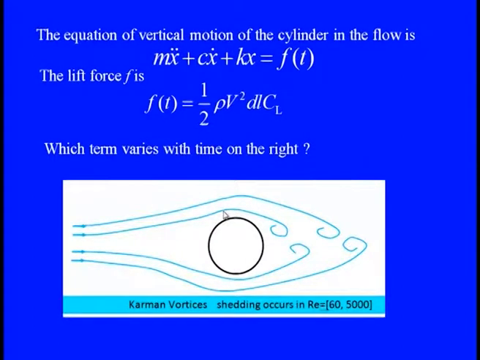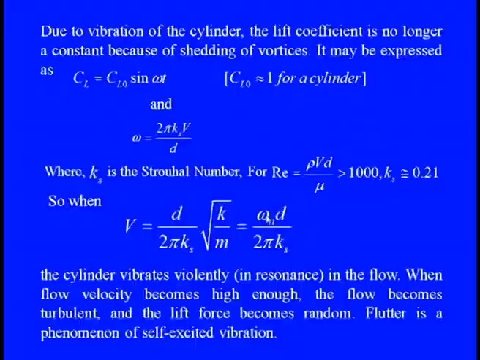So the term which is varying with the force, the lift force f of t, now you can see that these are the Karman vortices, and they are moving at a certain Reynolds number. You can see on the solid these vortex motions, and the forces are being generated all along the circumference of this body. So due to the vibration of the cylinder, the lift coefficient is no longer constant, certainly, because of the shedding of the vortices. And when we say that C_L is not a constant figure, it is a pulsating feature: C_L is equal to some constant times sine of omega t.